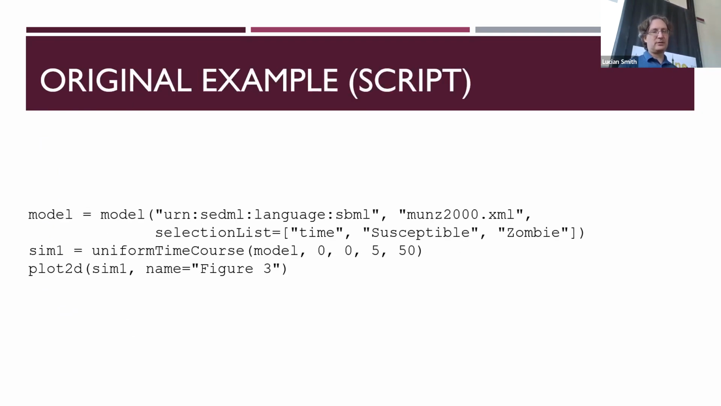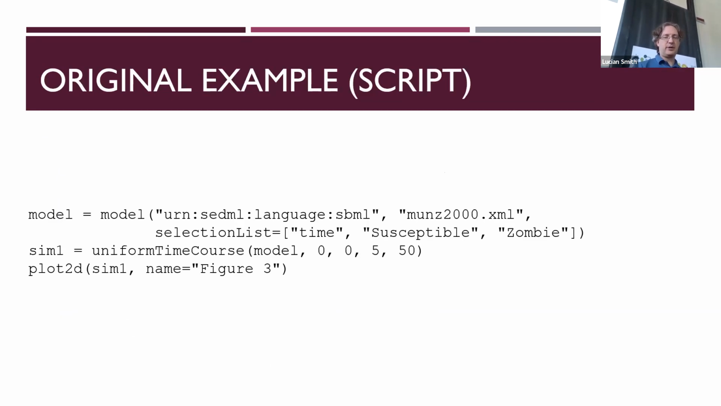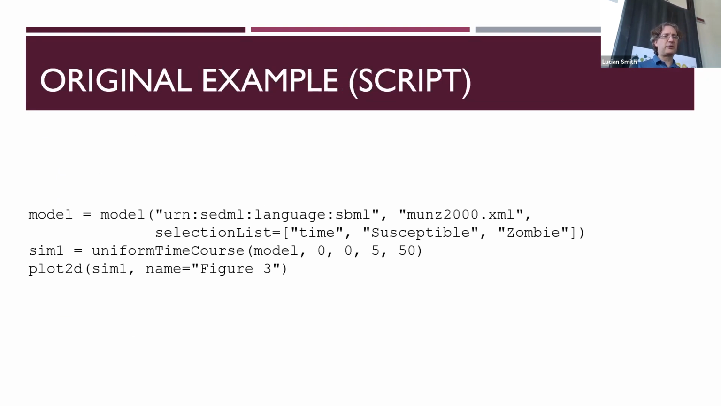Let's see here. This was my original example that I showed you, just the simplest thing: here's a model, here's a simulation, here's the plot. Here's a similar thing for a steady state. Again, you run steady state. As Frank pointed out, the selection list is a little different here, and maybe it shouldn't be. This selection list had time in it, and this one doesn't. It might be that you want the uniform time course to automatically give you a new column with time in it.